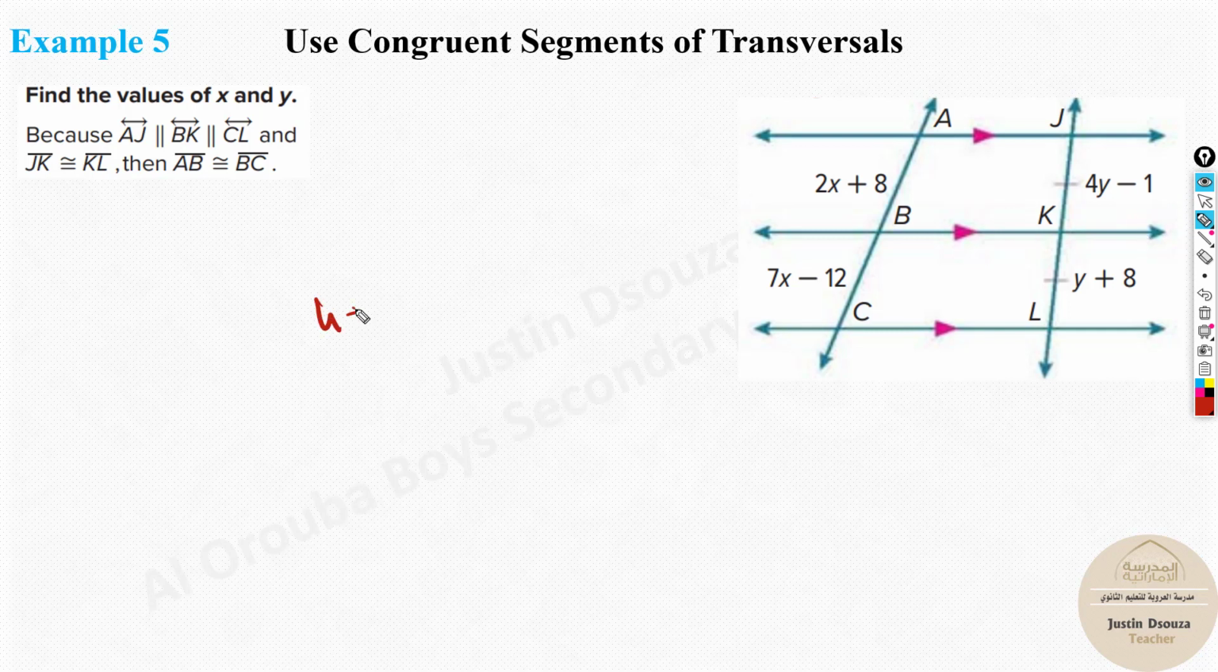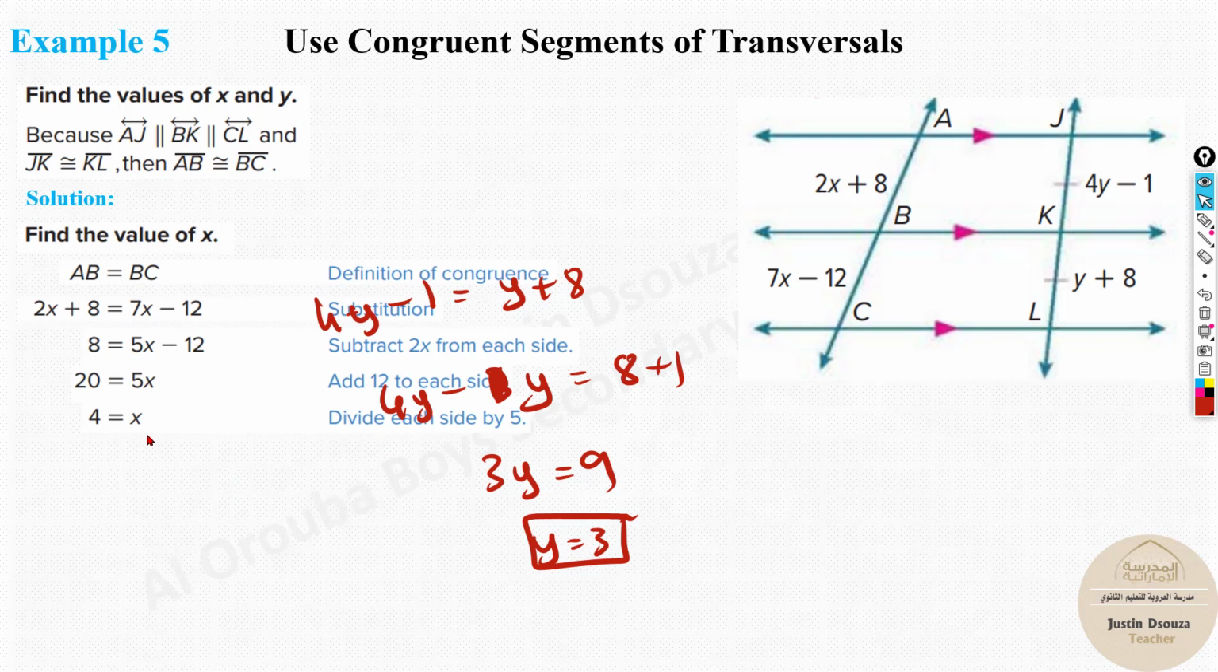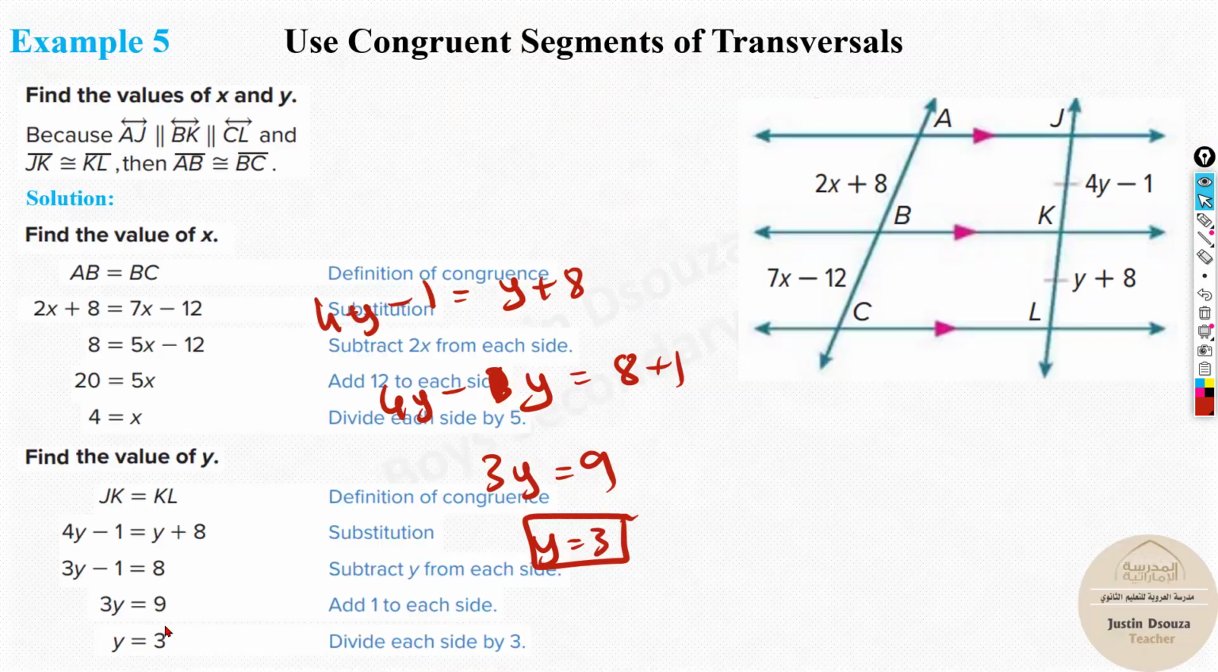It will be 4y minus 1 equal to y plus 8. Take the y's to one side: 4y minus y, sorry, minus y equals 8 plus 1. It will be 3y equals 9. y equals 3. This is the answer. x was 4, y was 3. Okay, x is 4 and y is 3.